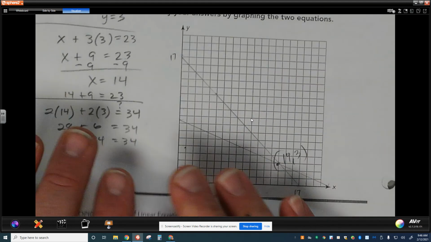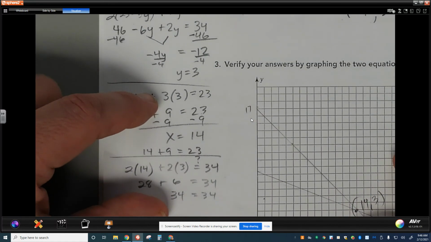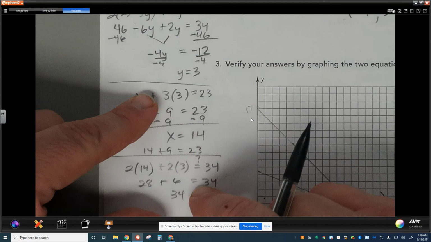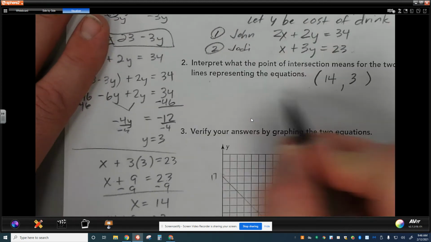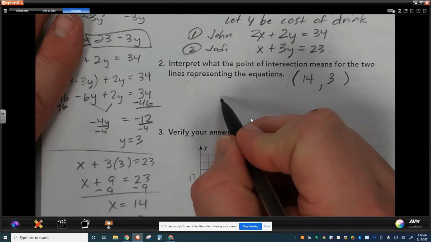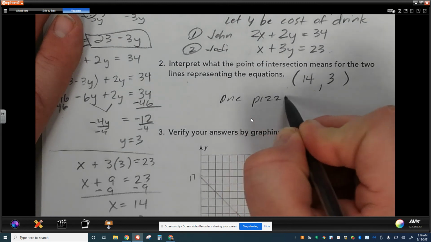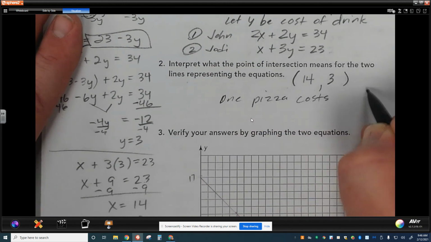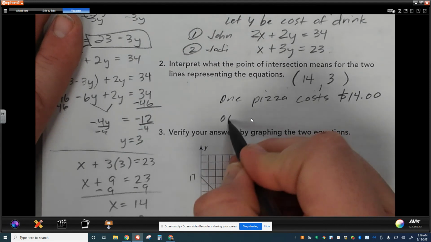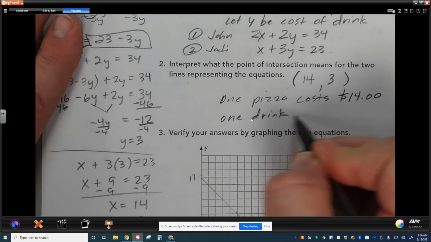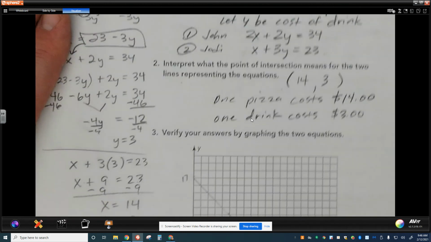Now, here's the reason why I don't really care about the graph. Because algebraically, I already proved that I'm right with these two. And so what that means now is the very last thing I want to make on here is understanding this. Let's interpret that ordered pair. What does it mean? One pizza cost what? $14. One drink cost what? $3. And that's it.